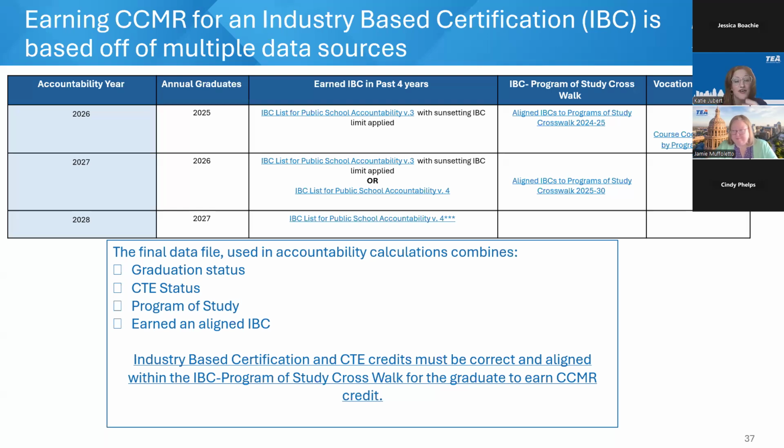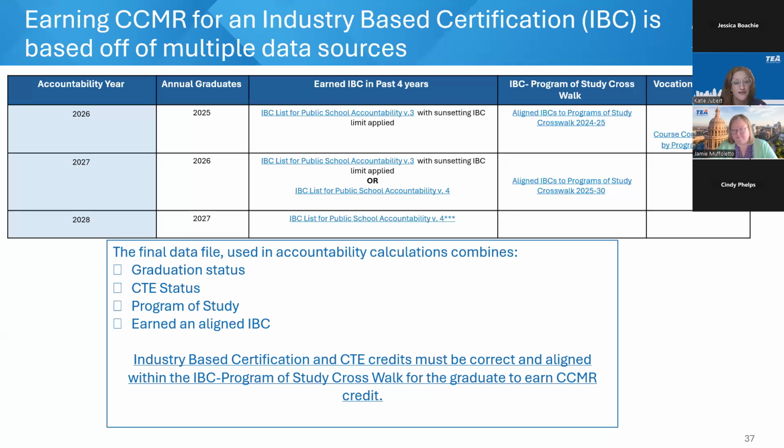So again, in the fall submission, we're looking at that actual industry certification submission. But the data file that we look at for accountability rating is actually looking at four different things. First, the student needs to be a graduate, so that graduation status needs to be correct. Their CTE status also needs to be correct, and that's coming from all of the courses that student has taken through their high school journey, or potentially even earlier, depending on the program of study. We also need to ensure that they earned an IBC and that the IBC they earned is through a program of study that is aligned to their CTE status.